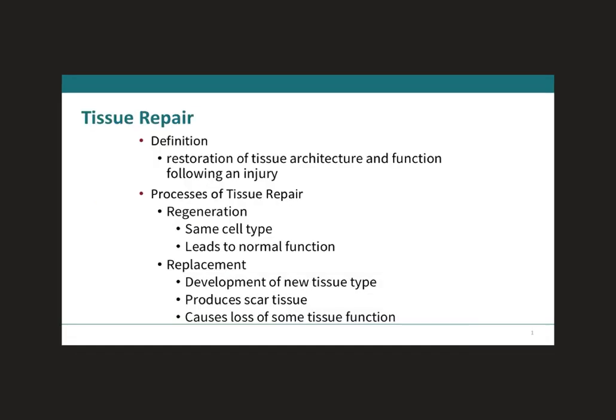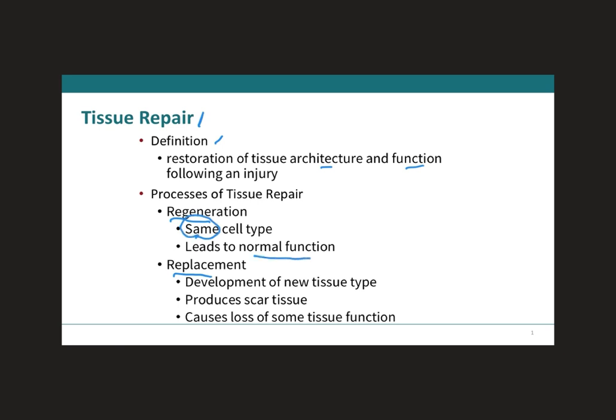When a patient presents with some of the events that were defined in the previous slides, there might need to occur some form of tissue repair, which is defined as the restoration of tissue architecture and function following an injury. This process can be done by either regeneration or replacement. In regeneration, the new cells are the same type as those that were destroyed, and normal function is usually going to be restored.